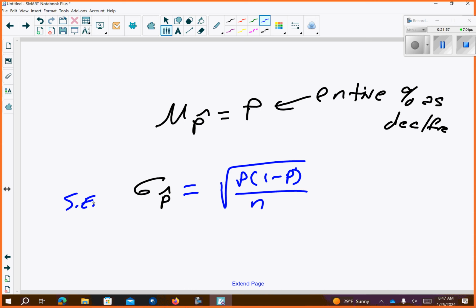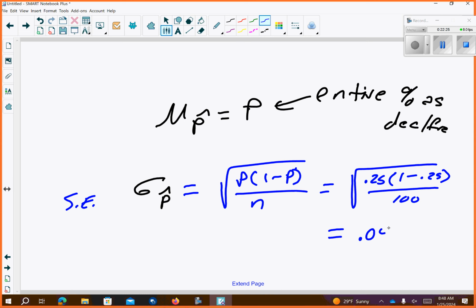This is how you find standard error when you're given it as percents. Percents don't give you an actual number, but we know that the probability is 25 or 0.25, times 1 minus 0.25, divided by our sample size of 100. If you plug that into a calculator, you're going to come out with 0.0433. This is my new standard error.